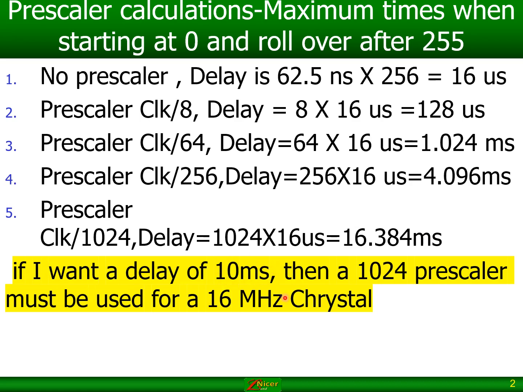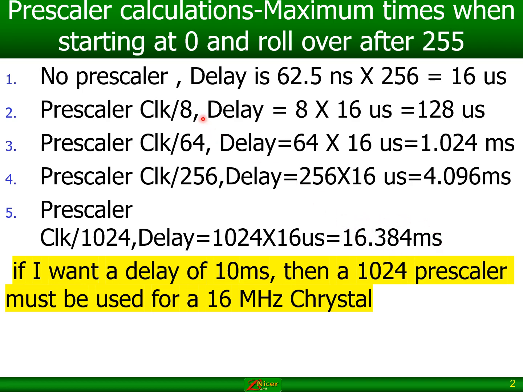So if I say I want to set up this timer to have a delay of 10 milliseconds and I'm using a crystal of 16 megahertz, it's obvious that I cannot use no prescaler or a divide by 8 or a divide by 64 or even a divide by 256. I have to make use of a prescaler of 1024, because this will give me a total delay of 16 milliseconds. So I want 10. That means I'm not going to start at 0 anymore. I will start somewhere in between 0 and 255. And that's what I'm going to calculate on the next slide.